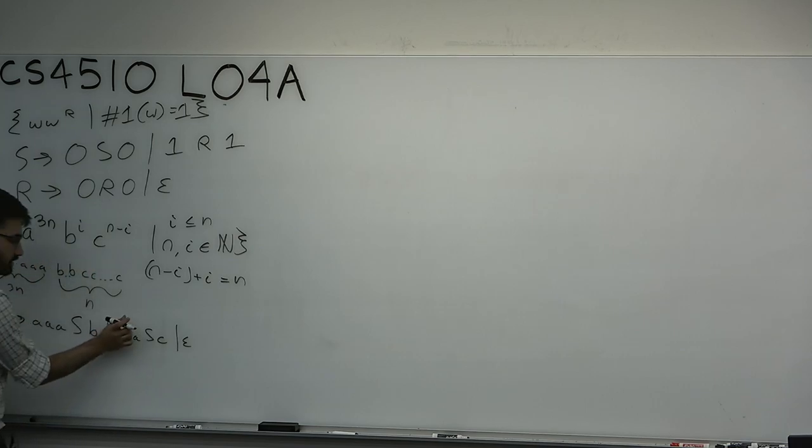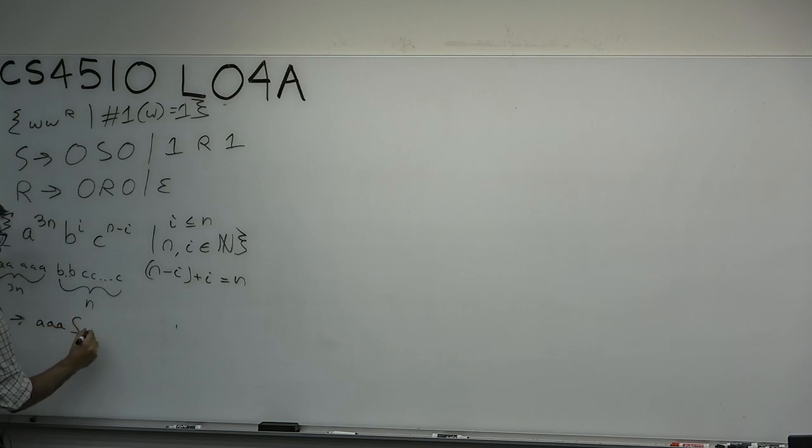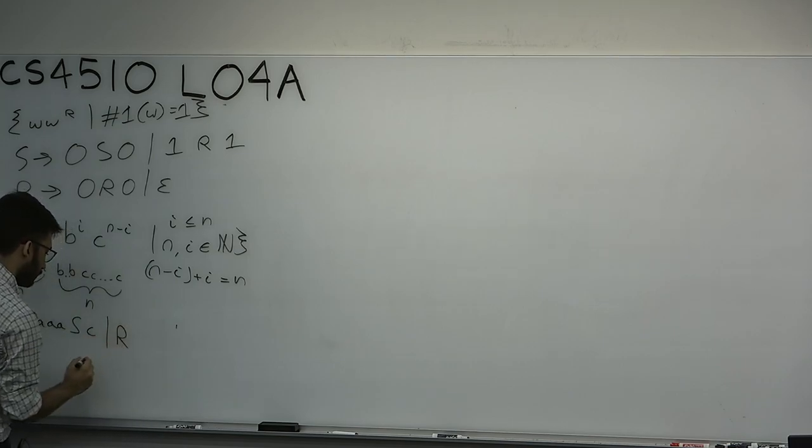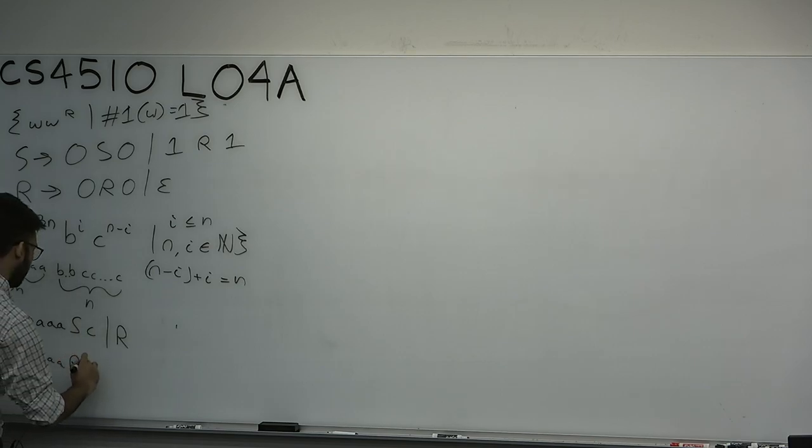So instead of this, it's going to be S goes to AAASC. You're applying 3 A's for every C. And then eventually, you're going to switch modes. S goes to R, and R is going to give you AAARB, or epsilon.